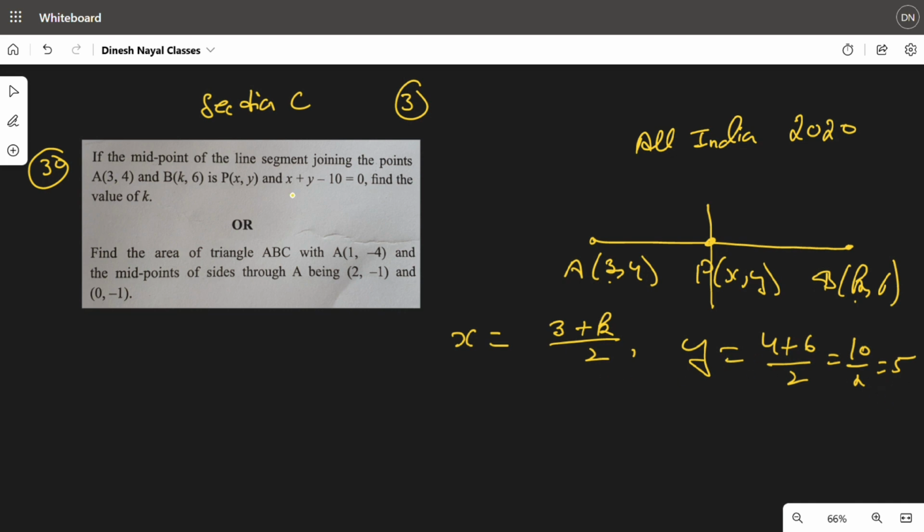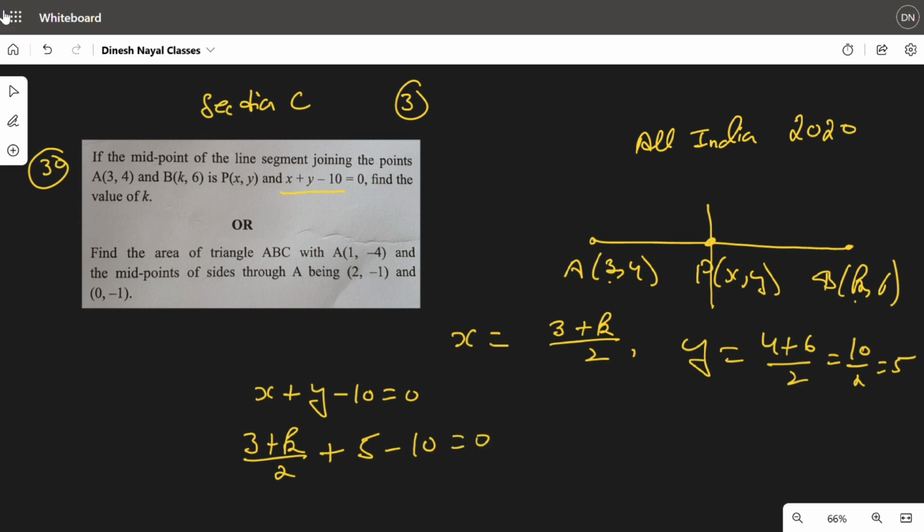Now they have also given this equation, x plus y minus 10 equal to 0. Just writing this equation as x plus y minus 10 equal to 0. Substituting the value of x as 3 plus k by 2, plus y is 5, minus 10 equal to 0.